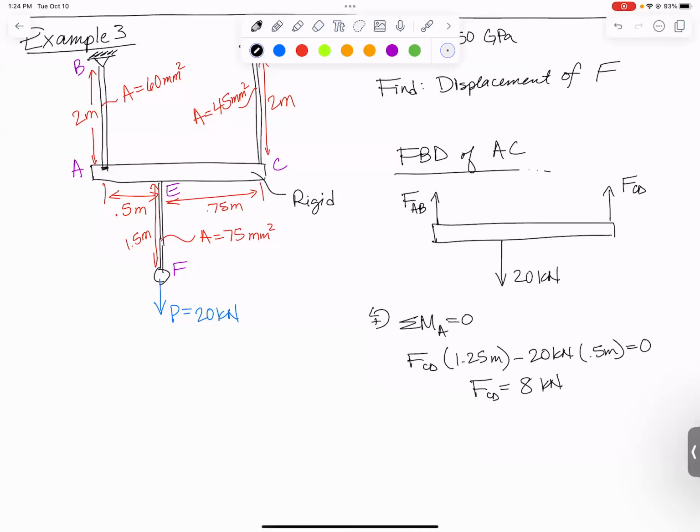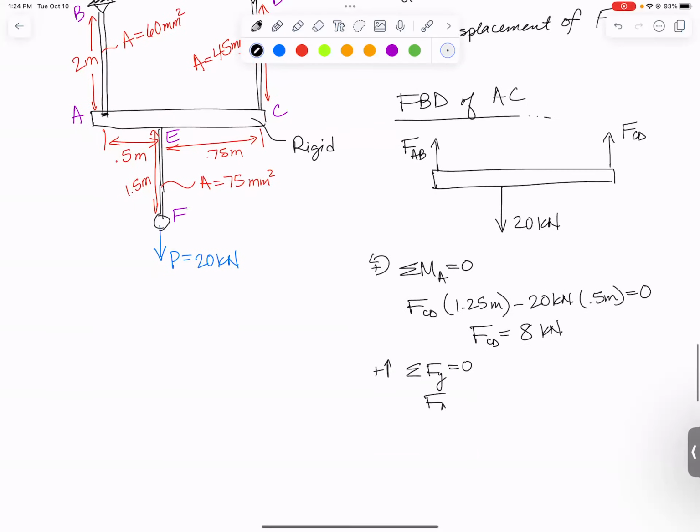And I get that F_CD is 8 kilonewtons. Well, this math is very nice. And then I sum forces in the y direction. I'll have F_AB plus F_CD, which we just figured out is 8 kilonewtons, minus 20 kilonewtons equals 0. So F_AB should be 12 kilonewtons. And this is great. Now we know all of the forces in all of our wires.